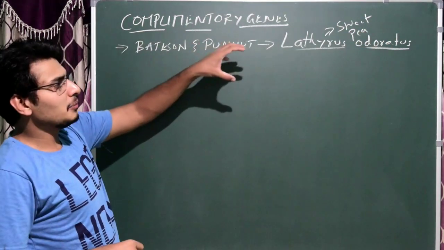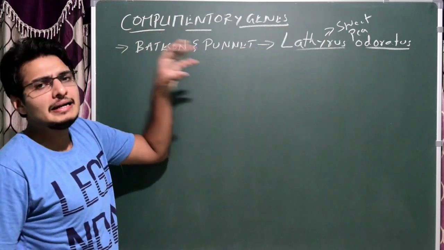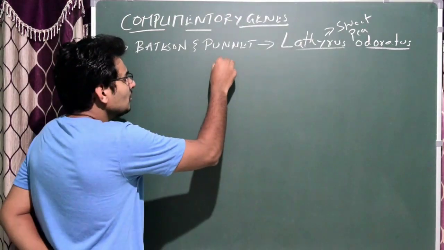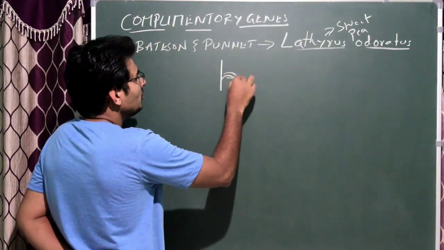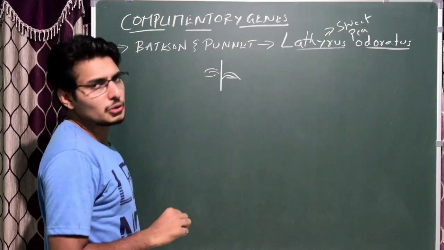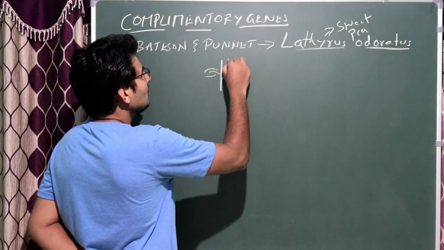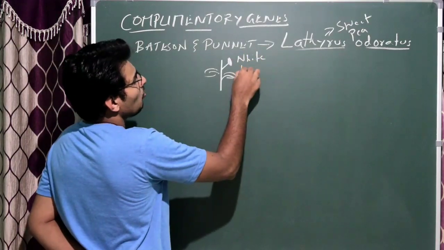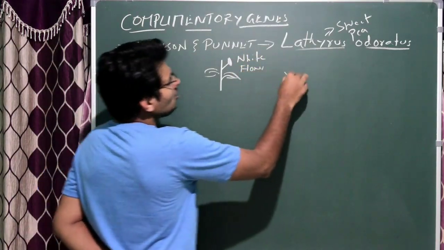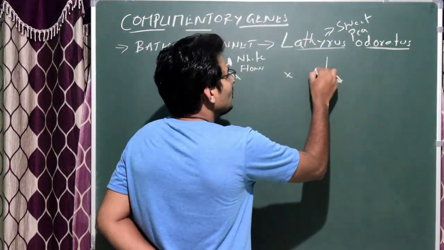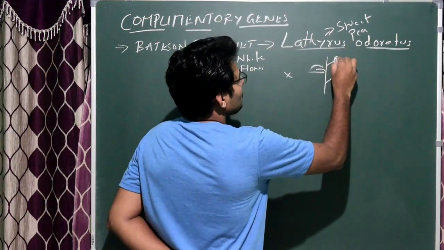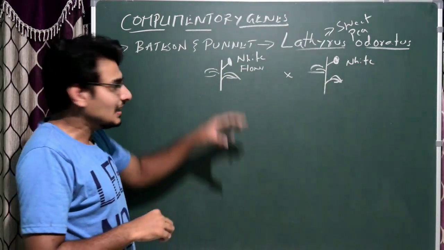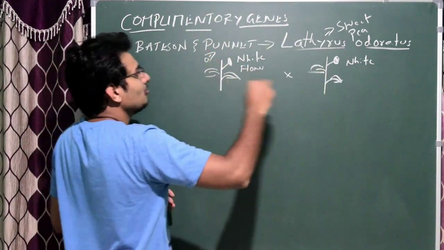Okay, in that particular plant they discovered complementary genes. First I'll just tell you. They actually conducted a cross between two different types of Lathyrus odoratus. The one which is having the white colored flower. What color? White. The flower color is white. White flower, crossed with another plant with white color flower. See, white with white.